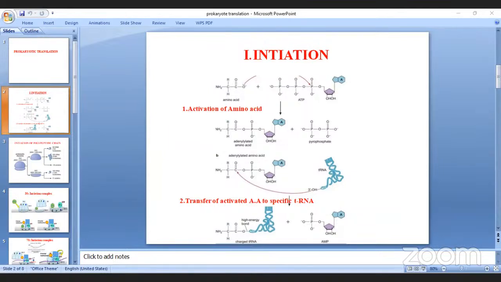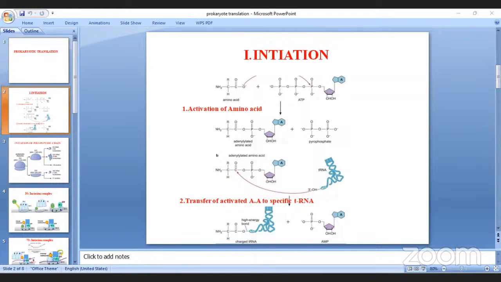They are all present in the cell cytoplasm. So what is the function of tRNA? The name itself has transfer: transfer RNA. It transfers the amino acids. To transfer amino acids, it needs some energy. It needs some activation. It should be activated. So that is the first step, the step of activation.